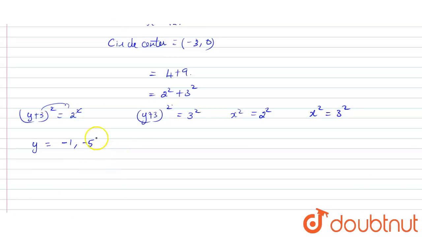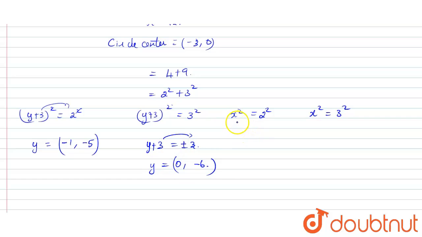Next I'm going to find the other value. So here y plus 3 the whole square equals 3 square, right? I take the square root on both sides, so it will be y plus 3 equals plus or minus 3. So I'm going to take this 3 value to that side. If it is plus 3, minus 3 equals 0. If it is minus 3, minus 3, minus 6 will come. So here also two values.